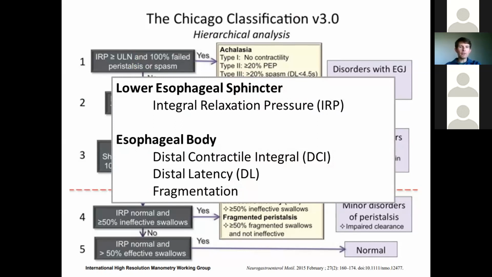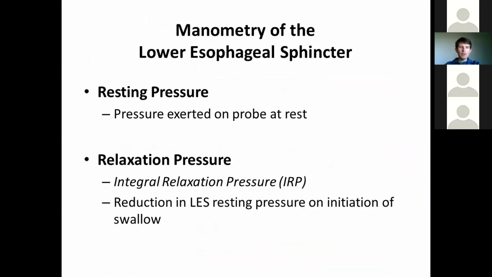So for the lower esophageal sphincter, there's the integral relaxation pressure. For the esophageal body, there's three different data points, including the distal contractile integral, the distal latency, and fragmentation. For the lower esophageal sphincter, you actually have two different pieces of information that are important, but one that's really used with the Chicago classification. The first one is resting pressure. That's just the pressure that's exerted on the probe at rest at the LES. Relaxation pressure, this integral relaxation pressure, is the data point that you need to help with diagnosis using the Chicago classification.